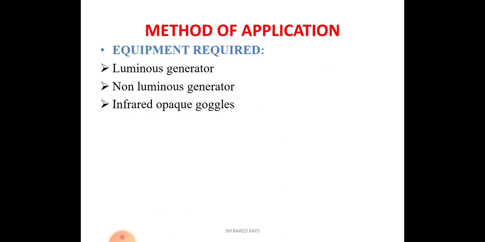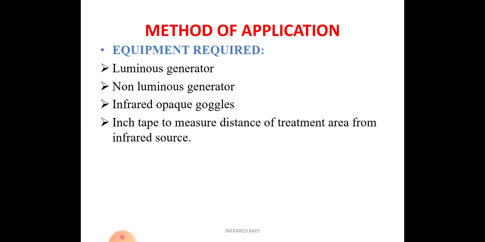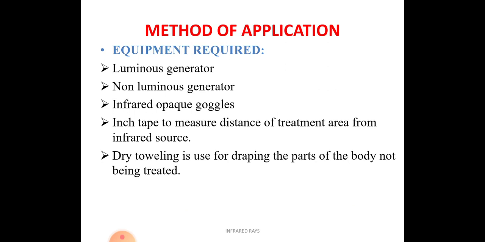Which are the equipments required? There is a list: luminous generator or non-luminous generator, any one of these two. Then you need goggles, infrared opaque goggles to cover your eyes. Then you need inch tape, that is nothing but a flexible measure tape. Clear? Non-stretchable flexible measure tape, useful to measure the distance from the patient's body to the IR lamp.